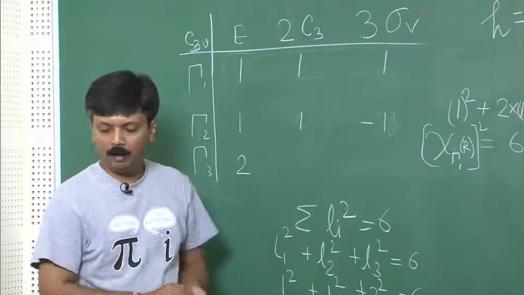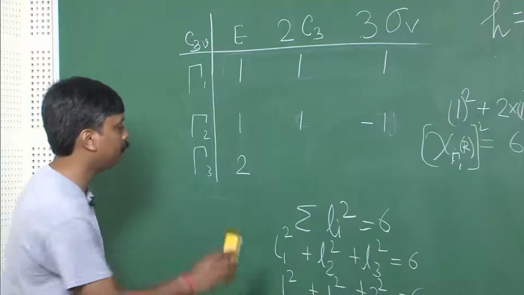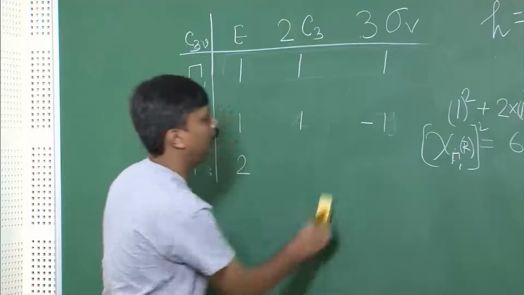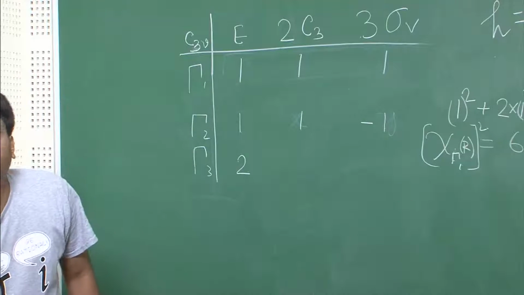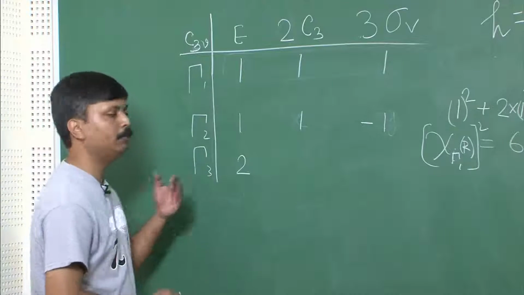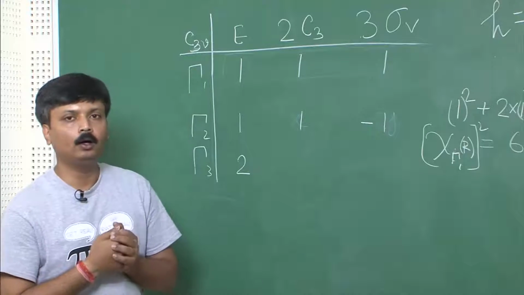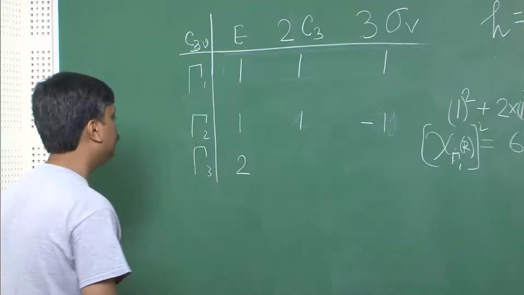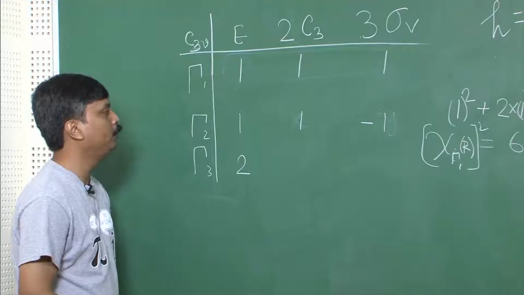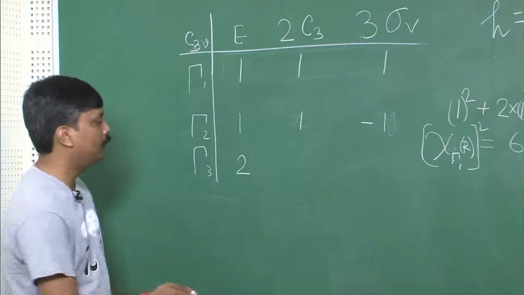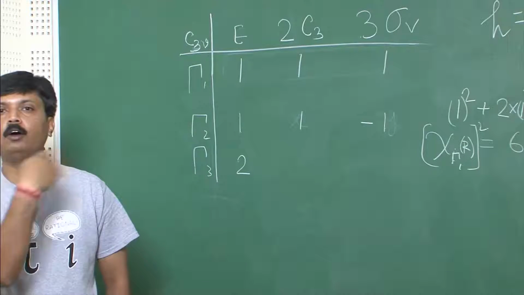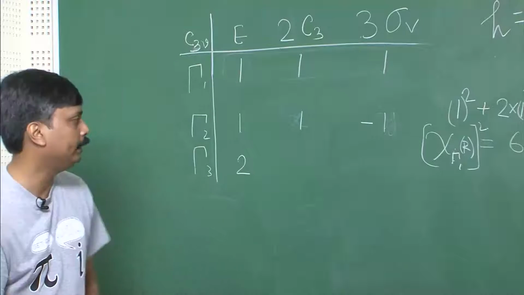So, now I am left with the third irreducible representation, which is two dimensional. Here also we will use the rule of orthogonality of two irreducible representations, and we have to satisfy that this gamma 3 is orthogonal to any of the irreducible representations of this character table.